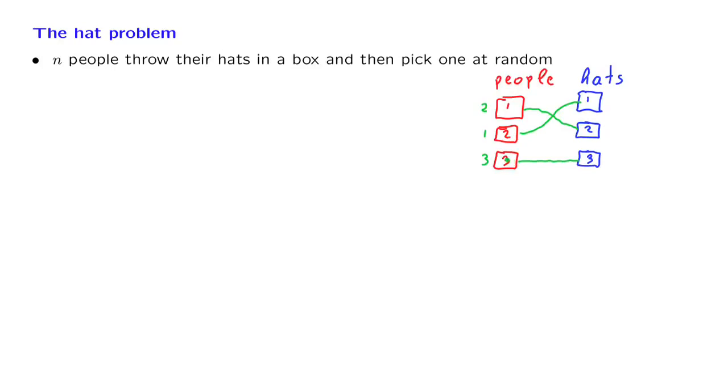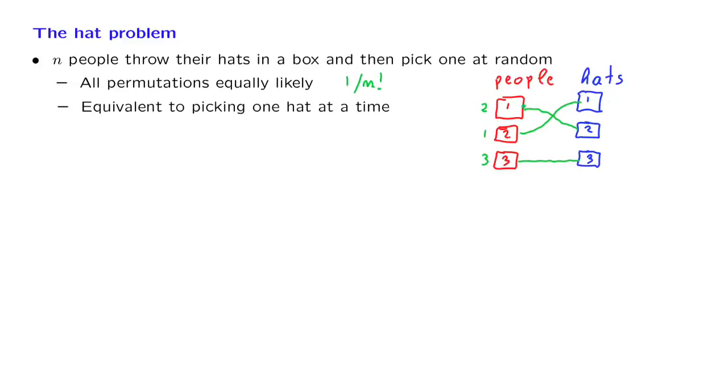What does it mean to pick hats at random? One interpretation is that every permutation is equally likely. And since we have n factorial permutations, each permutation will have a probability of 1 over n factorial. But there's another way of describing our model, which is the following. Person 1 gets a hat at random out of the 3 available. Then person 2 gets a hat at random out of the remaining hats. Then person 3 gets the remaining hat.